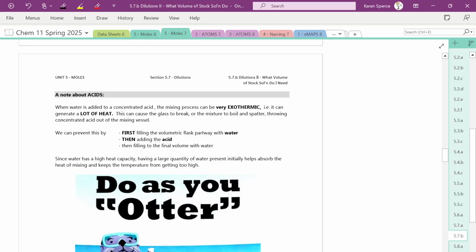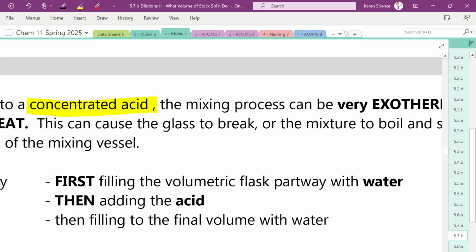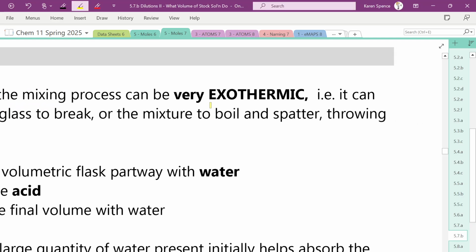Now, there's a little note about acids here. If you have a concentrated acid and you add water to it, it produces a great amount of heat. It is very exothermic, which kind of means exit thermic. And thermic has to do with thermal. What does thermal have to do with? Heat. So exit heat, exothermic, okay? And so this mixing process causes a lot of heat to come out.